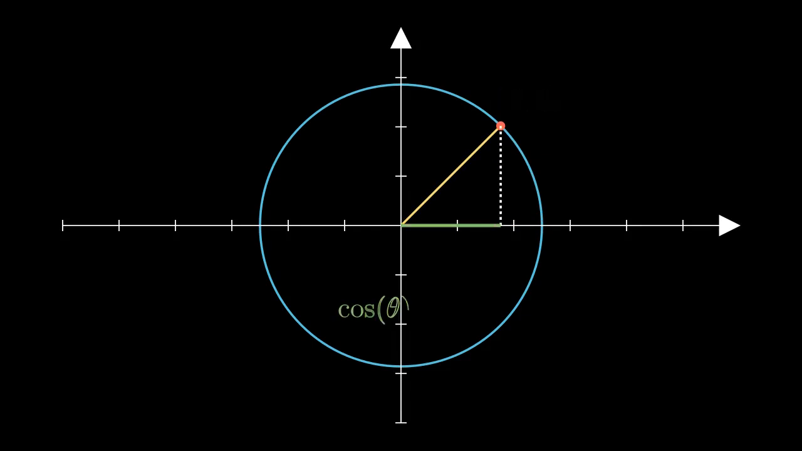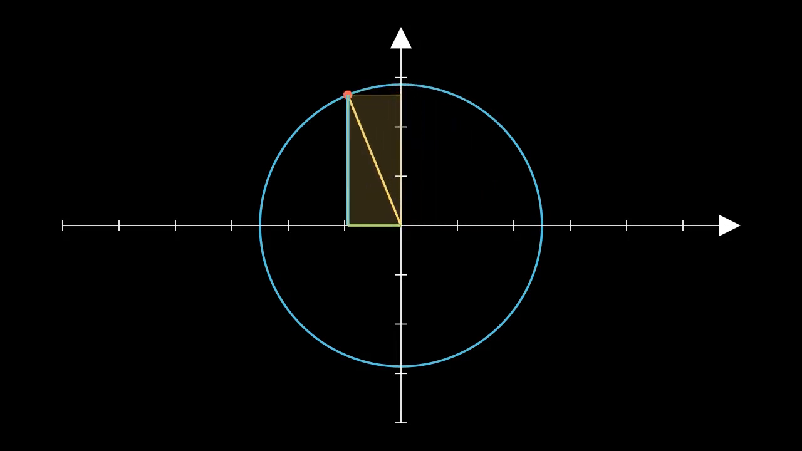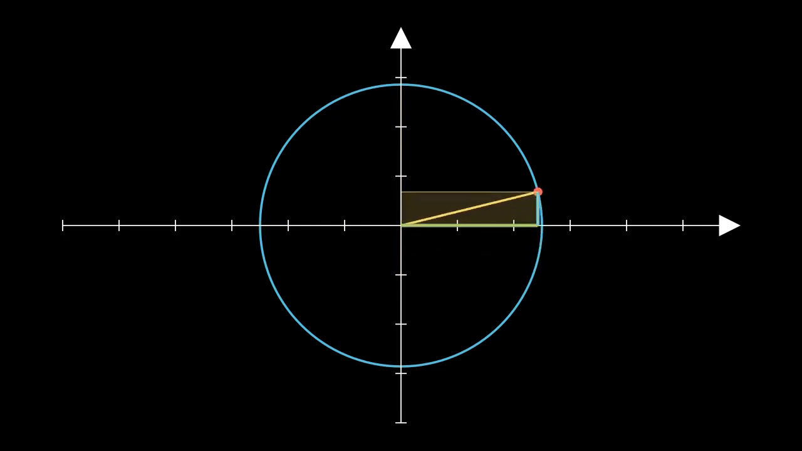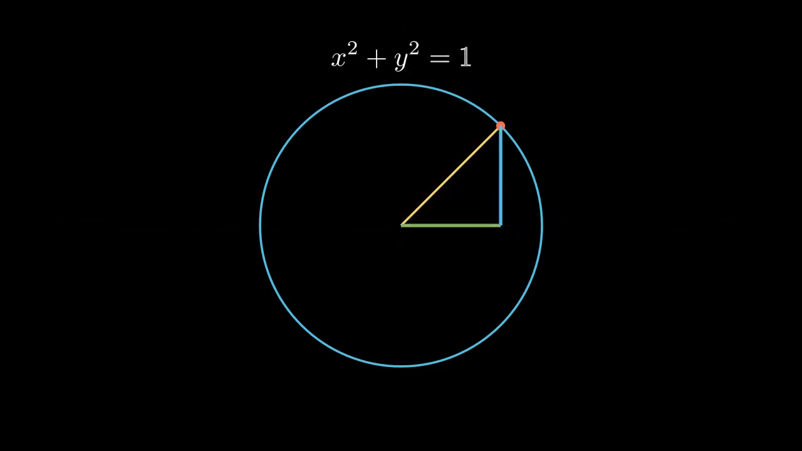The horizontal length shows that the cosine of theta equals x, while the vertical height shows that the sine of theta equals y. As the point moves through a complete rotation, notice how the rectangle tracking our coordinates changes shape, while the radius remains constant. This geometry is summarized by the equation x squared plus y squared equals 1, which describes the right-angled triangle formed by any point on the circle.